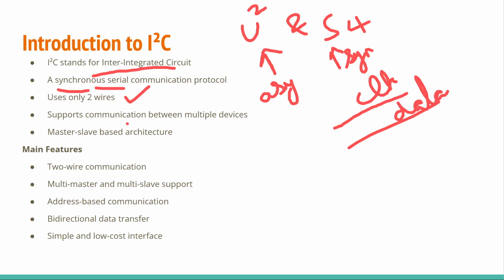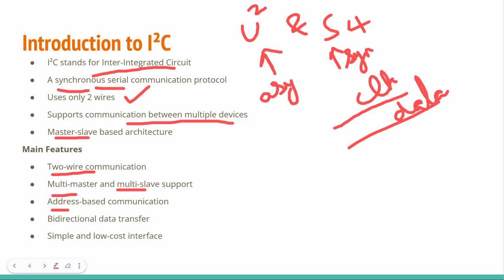It supports communication between multiple devices. Like SPI, it also supports communication between multiple devices, and basically it follows the master-slave architecture. I mean, one device will act as master and multiple sensors will act as slaves. By using the master-slave concept, they communicate with each other. So what are the main features? It is a two-way communication. It supports multi-master and multi-slave. Multiple masters can be present in my module.